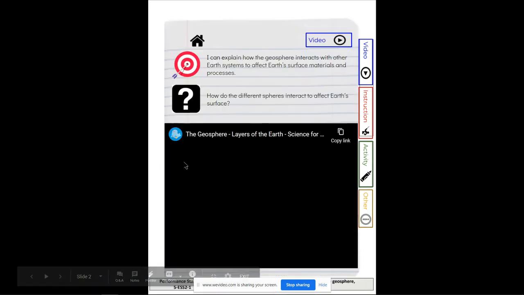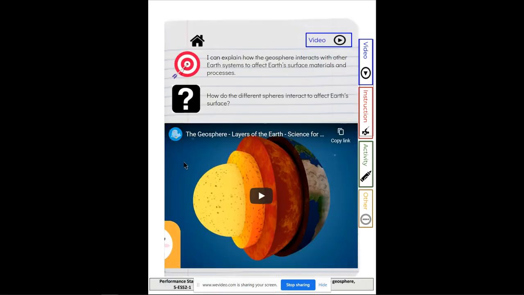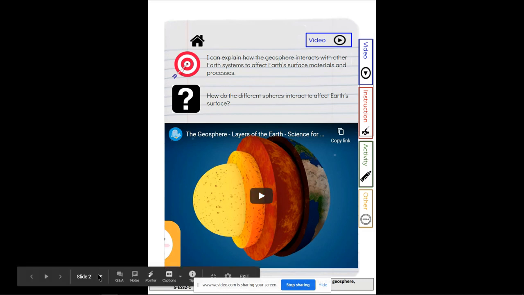Your goal when this lesson is over is that you can explain how the geosphere interacts with other Earth systems to affect Earth's surface materials and processes. So you can explain the geosphere and you can explain how it interacts with Earth's other systems, Earth's other spheres. So it's a great background video. It even goes into the depths of how the geosphere is part of the layers of the Earth. Really good information for you to be able to have and to be focused on as we go through our lesson.